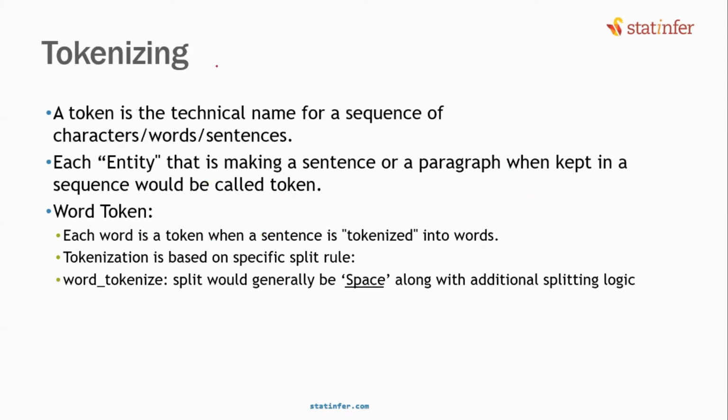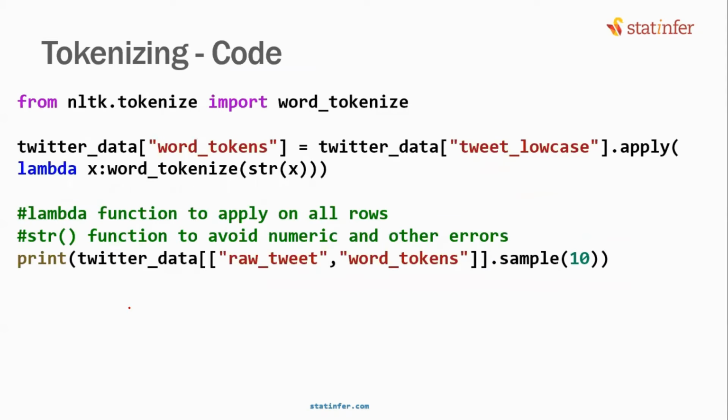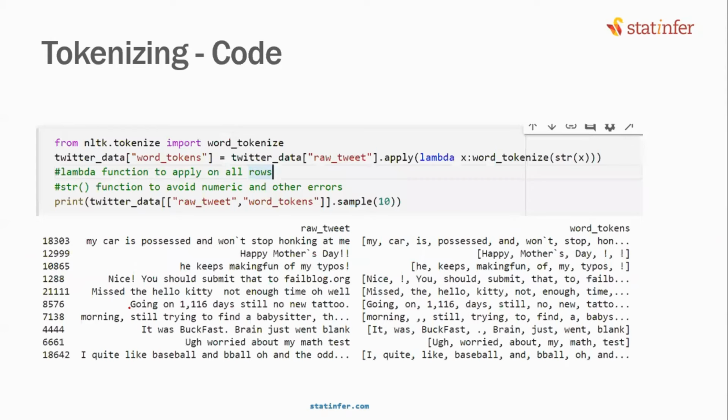The second step is tokenizing. What do you mean by tokenizing? Dividing the whole sentence into word tokens. What do you mean by that? Breaking the sentence into word tokens. That means if the example is "my car is possessed, won't stop honking", what I want to do is convert that into my first token, second token, third token, fourth token. I want to convert it into words. These are called word tokens.